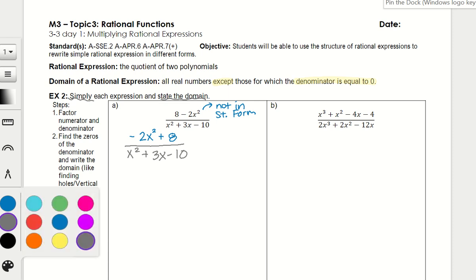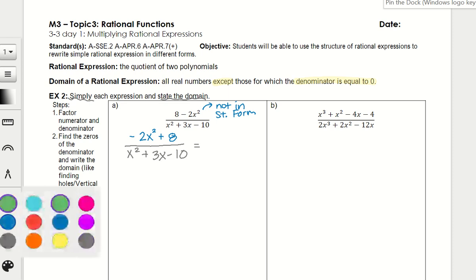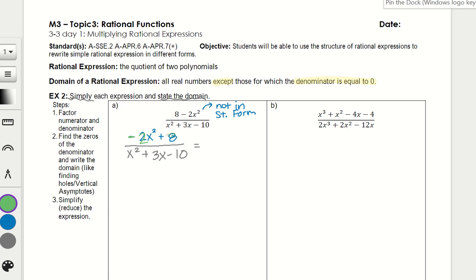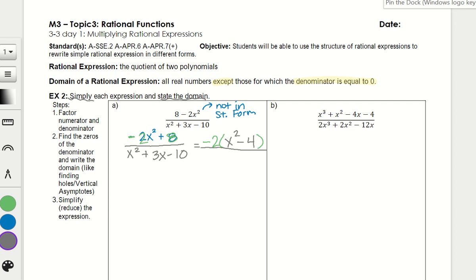So when I look at my numerator, I'm going to start there. I can factor out a negative 2. So I see that my leading coefficient's negative. Each of these coefficients are divisible by 2. So if I factor out a negative 2, negative 2x squared divided by negative 2 is going to be positive x squared. Positive 8 divided by negative 2 is negative 4. So my numerator, I can factor as factoring out a GCF of negative 2. And then I'm left with x squared minus 4.